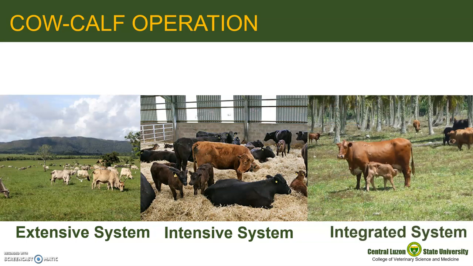In the integrated system, the operation is usually done with crops or plantation. The animals are raised in vacant lots or spaces where agricultural plantations such as corn, rice, or sugarcane is located. The animals are fed by the byproduct of this agricultural produce, making it a sustainable livestock operation.